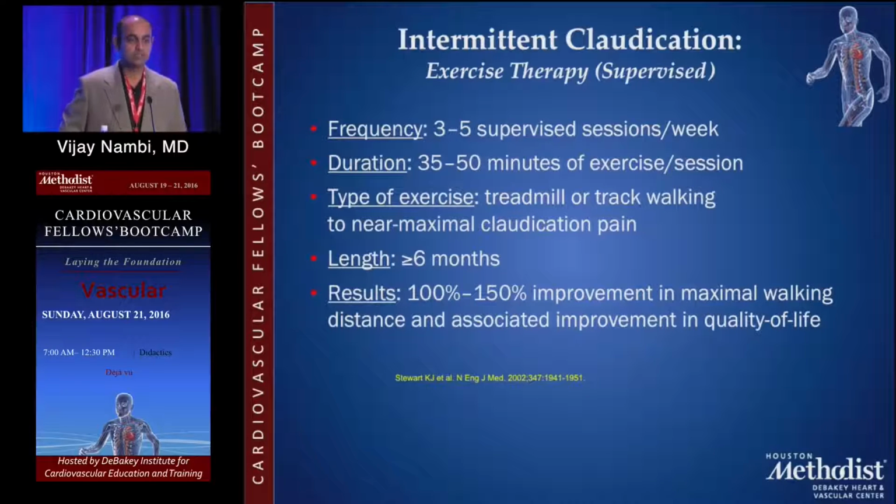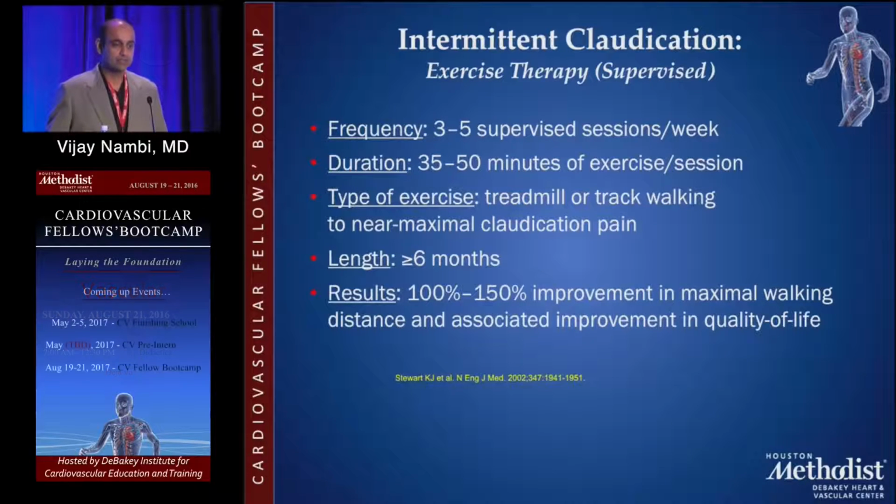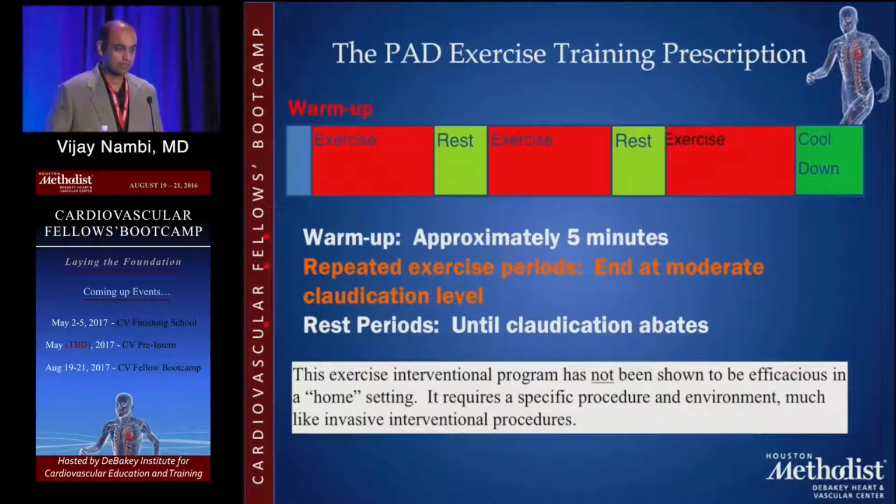So how would a supervised exercise program look? It's again 3 to 5 sessions per week, 35 to 50 minutes. Typically, you walk on a treadmill or a track. You're doing it for 12 weeks and up to 6 months. Okay. Now, a typical session would look something like this. You have a warm-up period, and then you exercise, and then you rest.